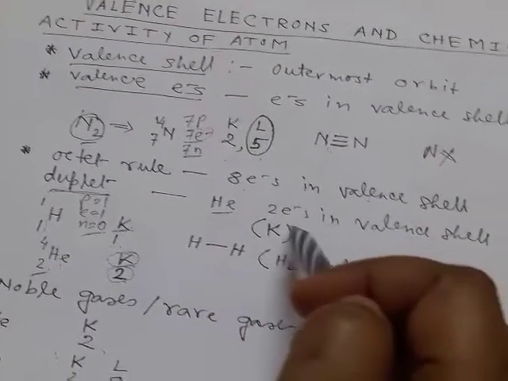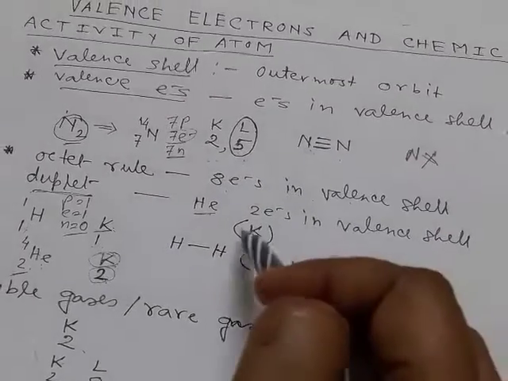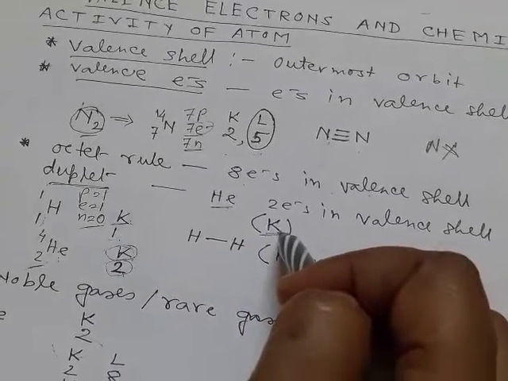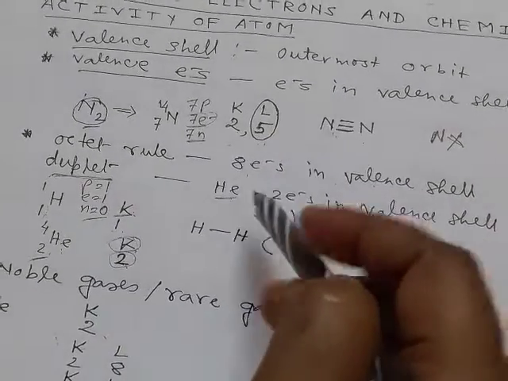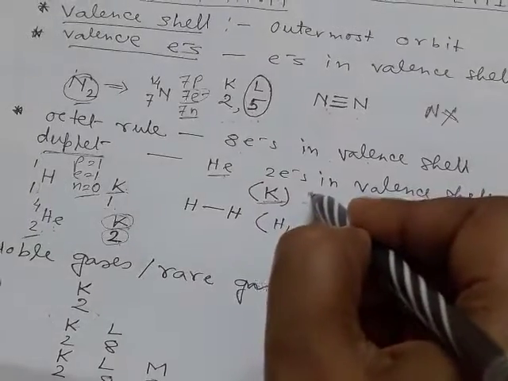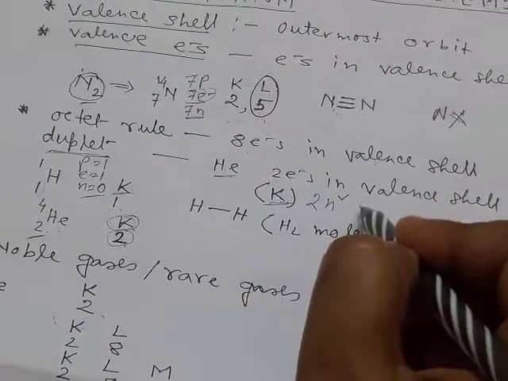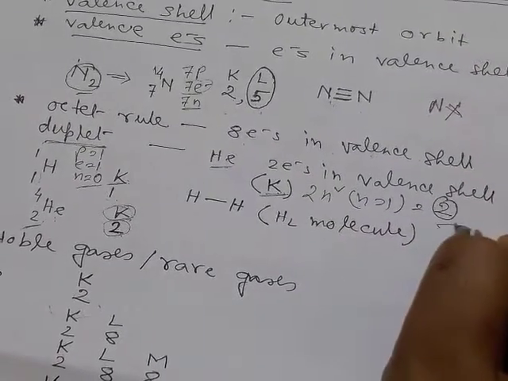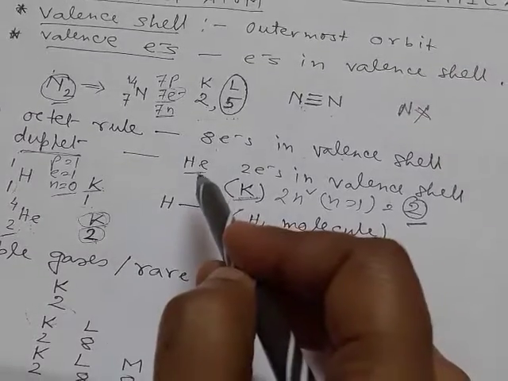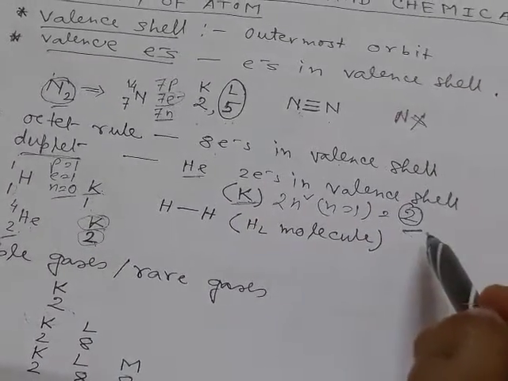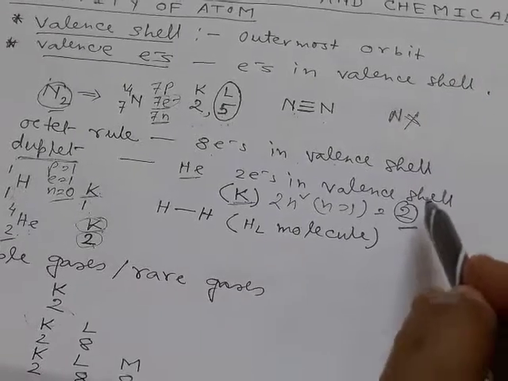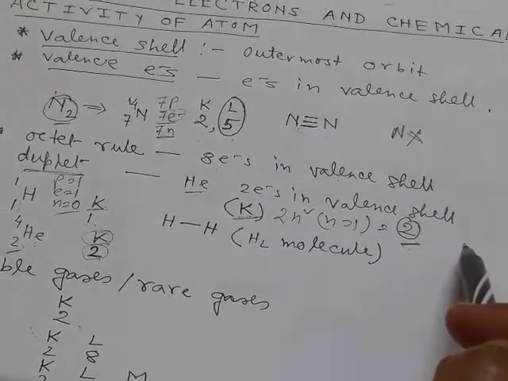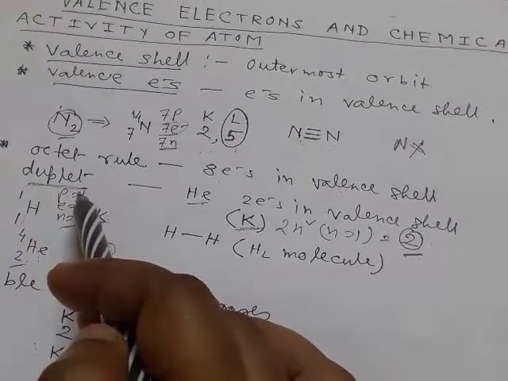As for helium, there are 2 electrons in the valence shell, and we know the K shell is the valence shell for helium. For the K shell, the maximum number of electrons that can be present is 2n square. Here n is equal to 1, so the maximum number of electrons that can be present is 2. So when a helium atom has 2 electrons in the outermost shell or K shell, then the electronic configuration will be stable. This is called the duplet rule.